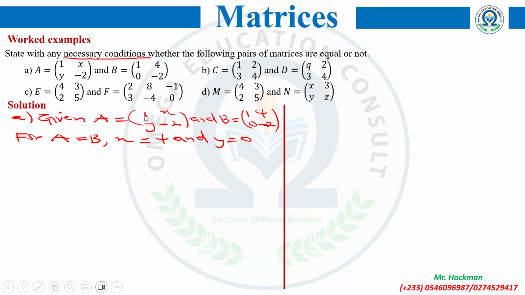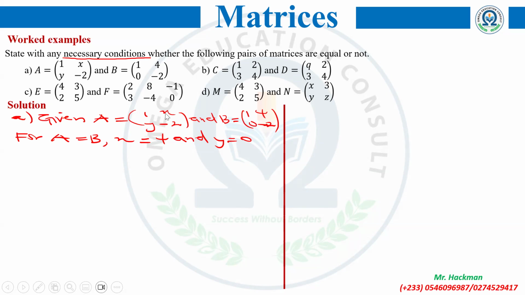The condition for A to be equal to B is that the first entries of A and B are the same. The first entry here is 1, 1. For them to be equal, corresponding entries must be the same. So X, the second entry here, must be equal to the entry in B, which is 4. Do you agree? Yes, please. And Y must be equal to the entry here, which is 0. The fourth entries are the same, so the first and fourth entries are the same.